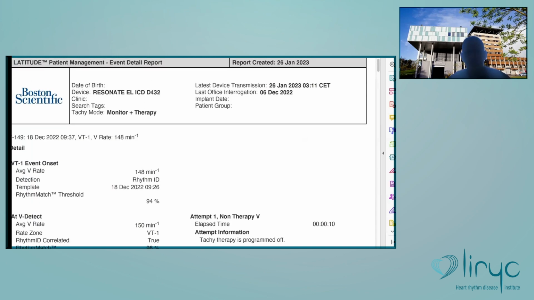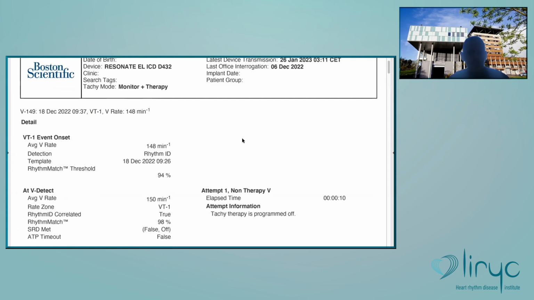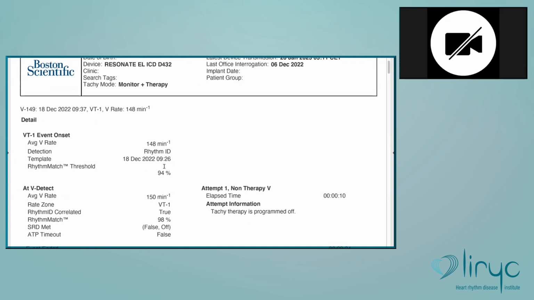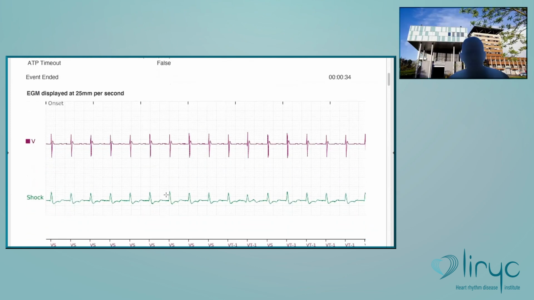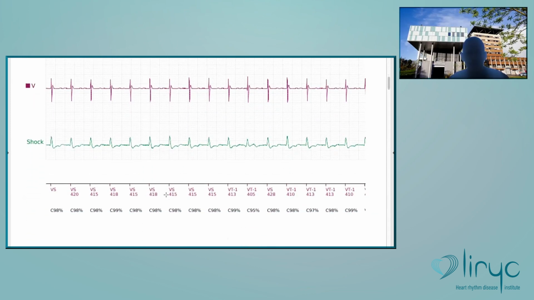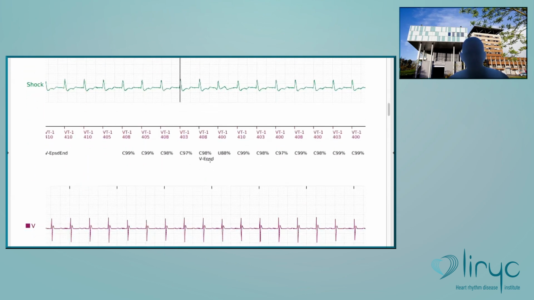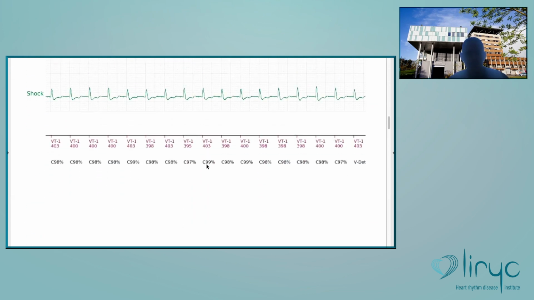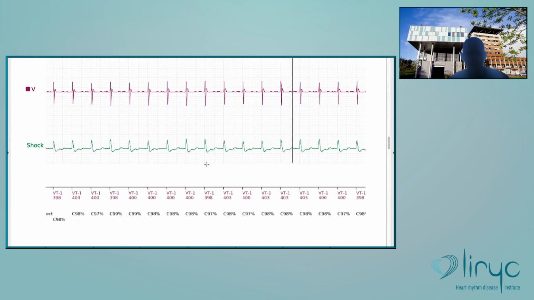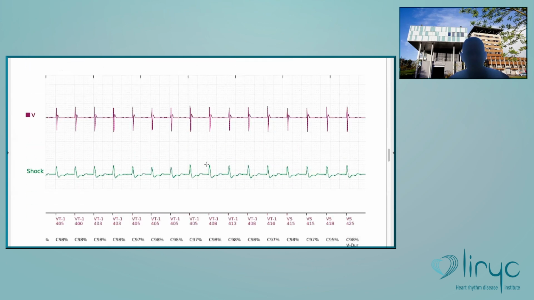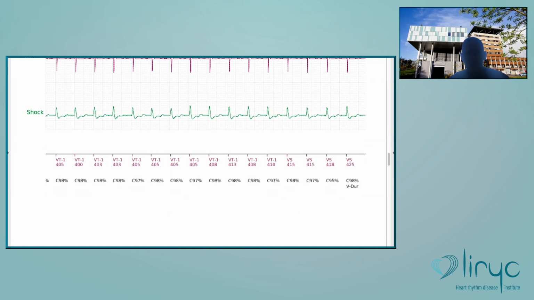This one, it's about the same. Yeah. So again, VT, rhythm match of 98%. But now if you look at the tracing, what do you think? It's the same as the previous one, and then at the end, it's going to be correlated, so no therapy will be delivered.